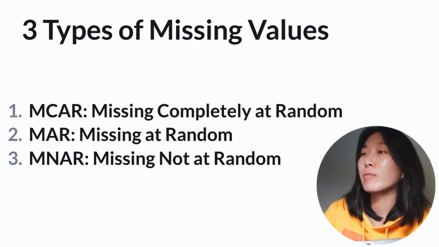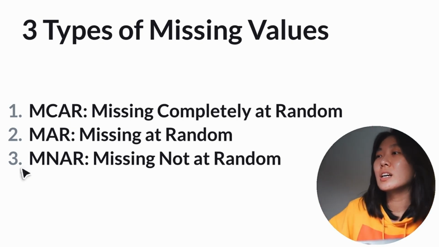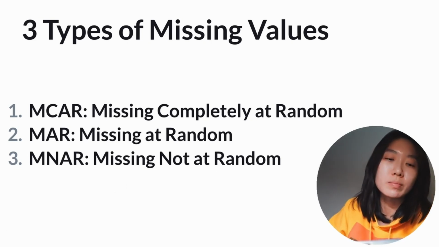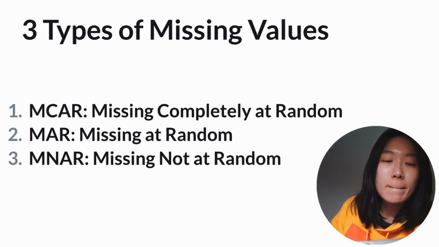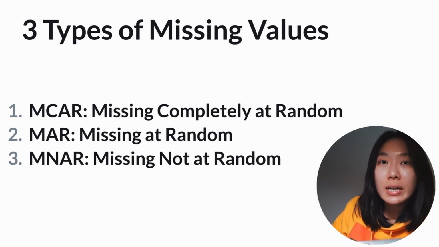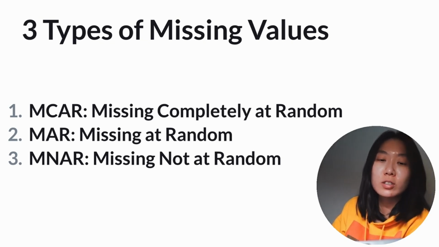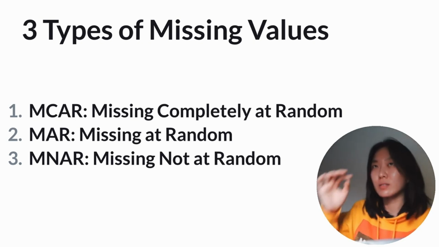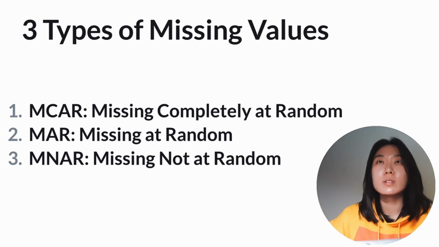And now we have the last one, which is missing not at random. This one is related to the unobserved data. The reason why the data is missing is because it's related to what the missing data would have been.